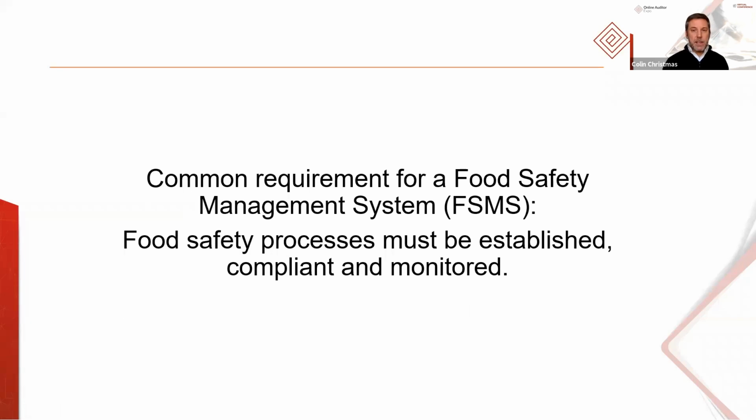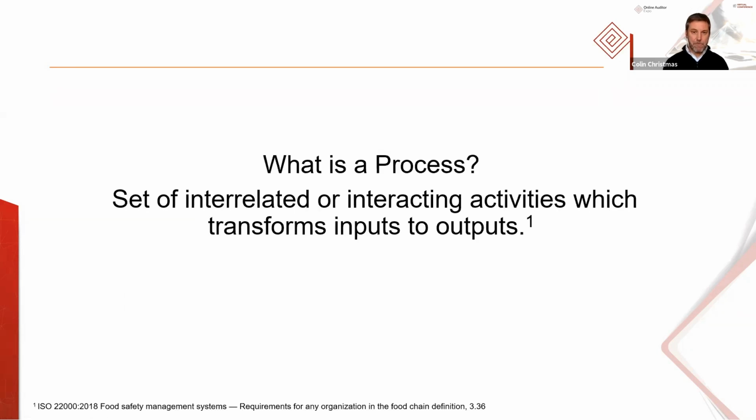So let's look at the definitions and why this is important. Well, the common requirement for a food safety management system: all food safety processes must be established, they must be compliant and monitored. So this is key. So hopefully now you're forming the picture of why the processes are super important and even more important in the food industry and with food manufacturing.